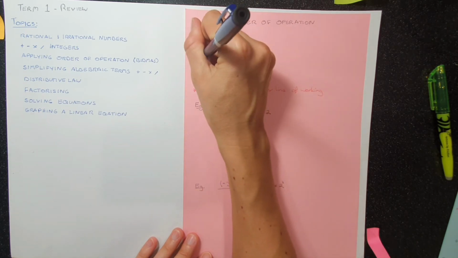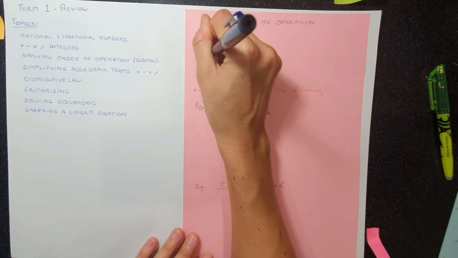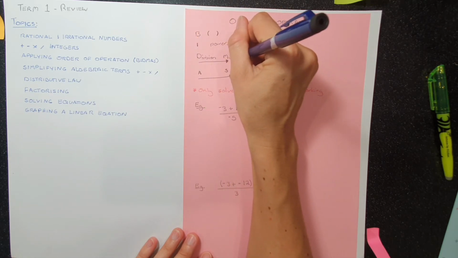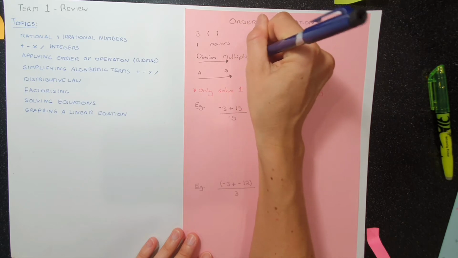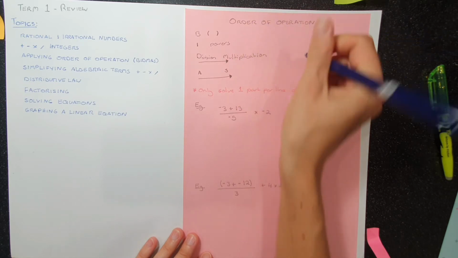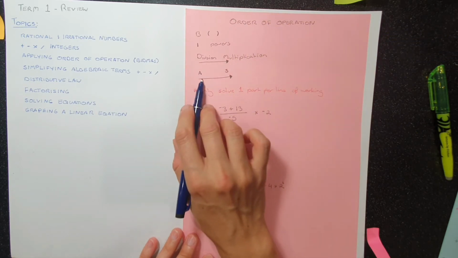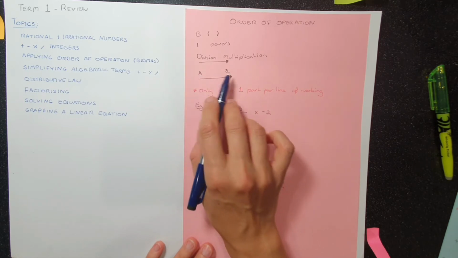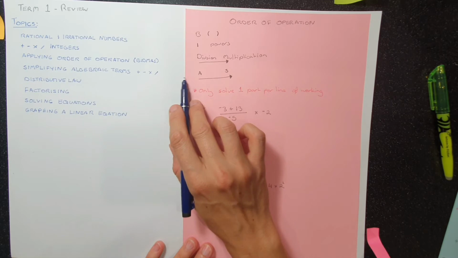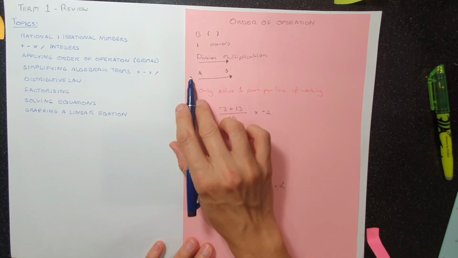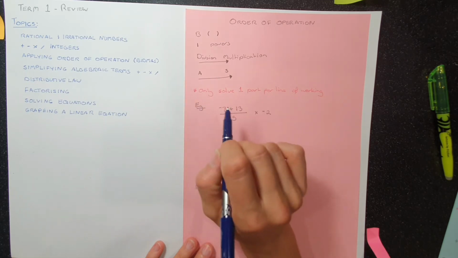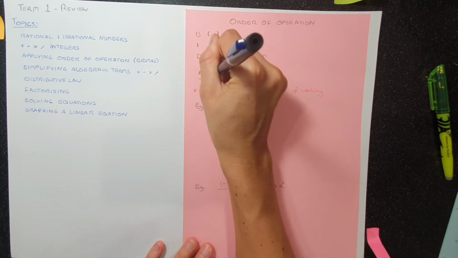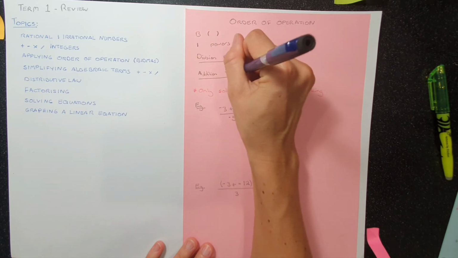So we'll write these ones in. Division and multiplication from left to right. And then down the bottom here we have addition and subtraction. And again, same process from left to right. If we had a subtraction first and then an addition, we would do the subtraction first because it is the one on the left. So addition and subtraction.